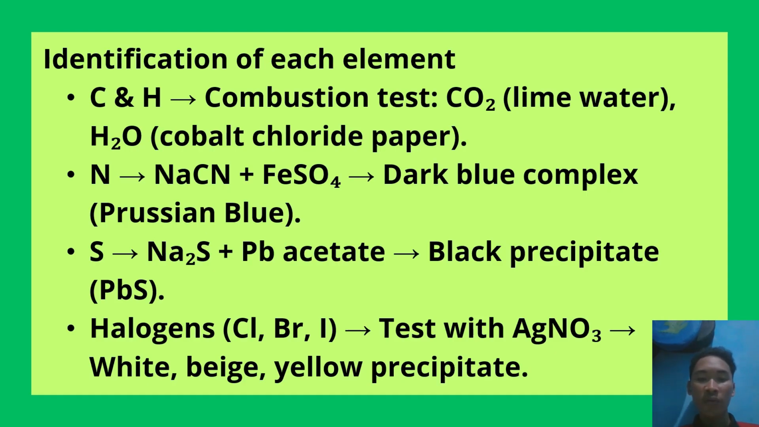Finally, for halogen elements, such as chlorine, bromine, and iodine, the test is conducted by adding silver nitrate. Each halogen will form a different color precipitate. Chlorine produces a white precipitate, bromine produces a beige precipitate, and iodine produces a yellow precipitate. Through these various typical reactions, we can find out what elements are present in the organic compounds we are testing.